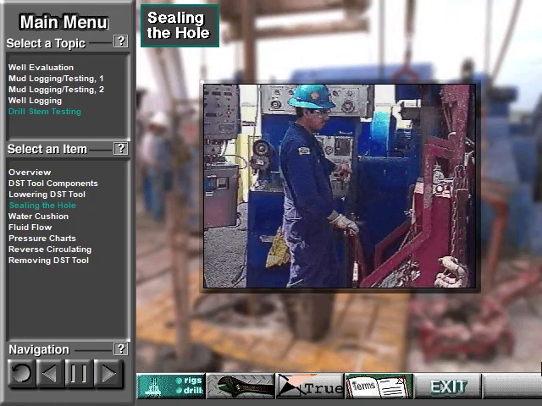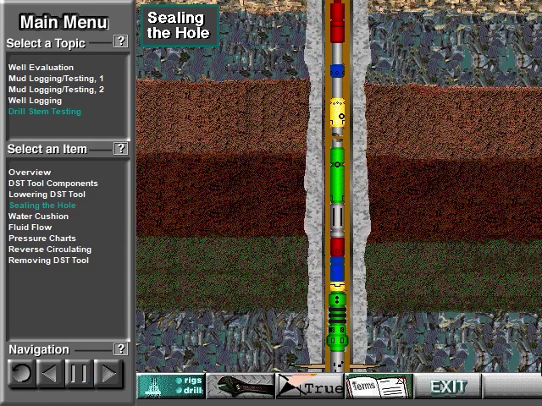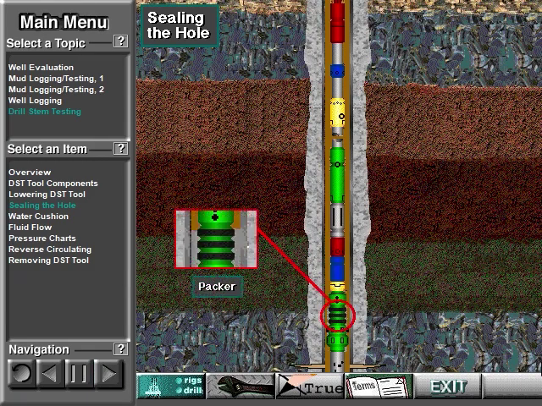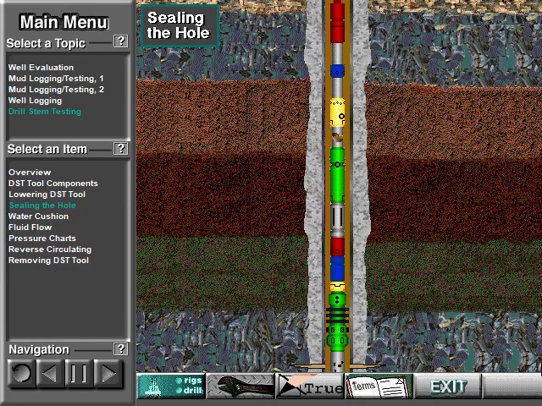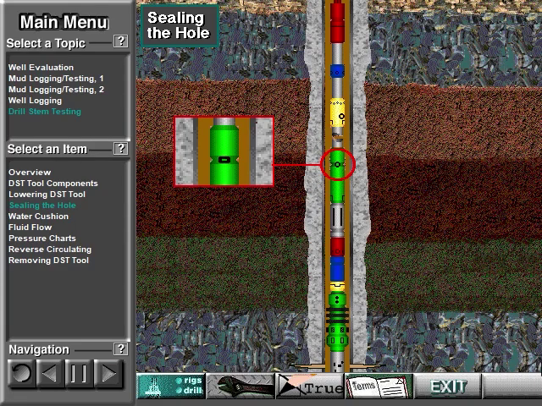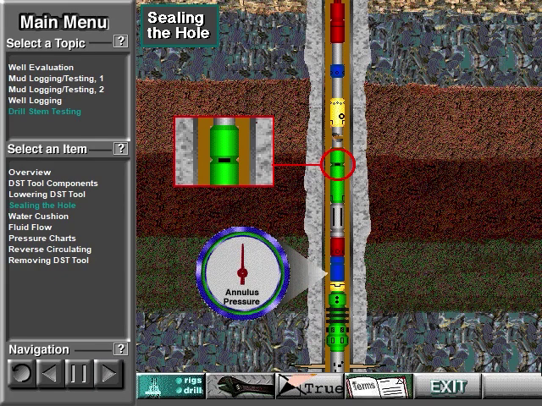With the DST tool on the bottom, the driller slacks off the drawworks brake to put weight on the tool. Weight causes the packer to expand. The packer seals off the hole beneath it. With the hole sealed by the expanded packer, the DST operator rotates the drill string. Rotation opens ports inside the DST tool. With the ports open, formation fluids flow into the tool and to the surface.